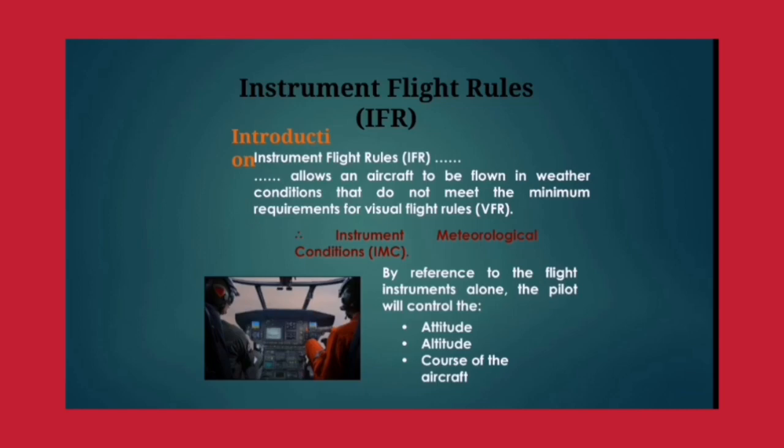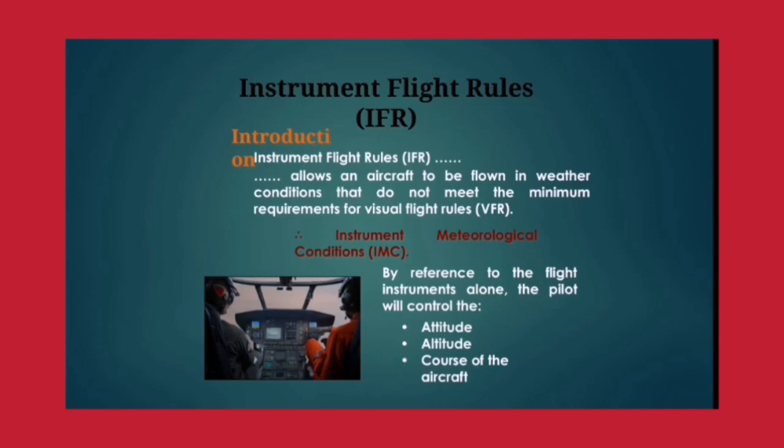And the big question we ask ourselves is, what are these rules? So instrument flight rules can basically be defined as those rules that allow an aircraft to be flown in weather conditions that do not meet the minimum requirement for visual flight rules. These conditions are known as instrument meteorological conditions.